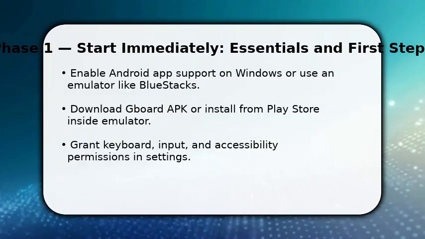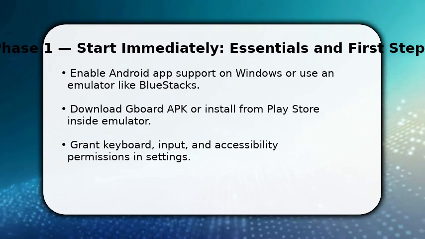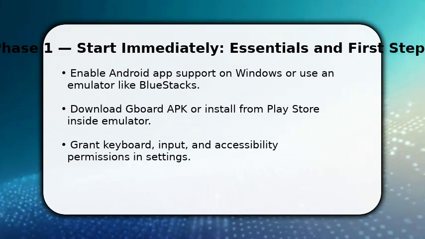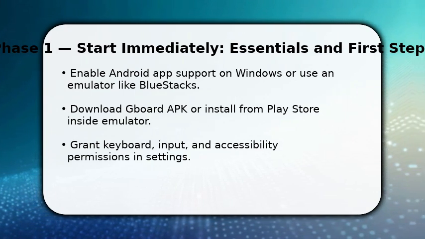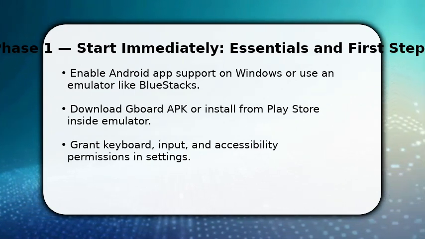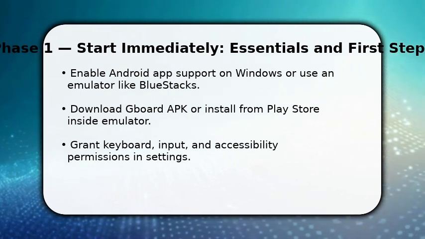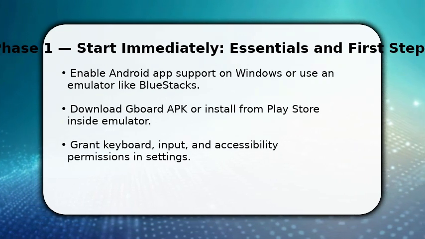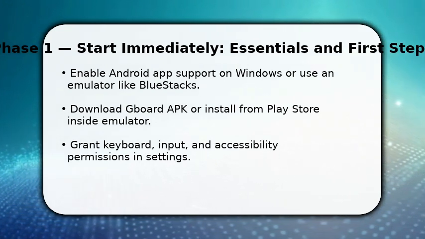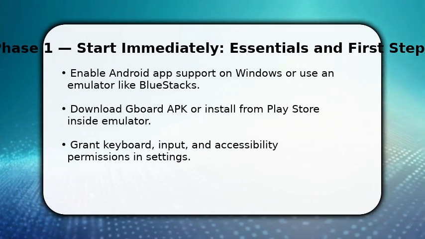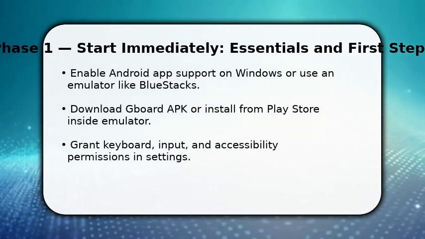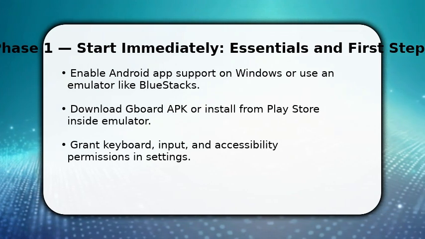You start by preparing your PC. Enable Android app support or install an emulator, because Gboard is an Android keyboard. Once done, open the Play Store inside the emulator and install Gboard or sideload the APK if needed. Make sure to grant input and accessibility permissions so the system can switch to Gboard. You're doing this now to avoid delays later, and it makes the keyboard responsive across apps.